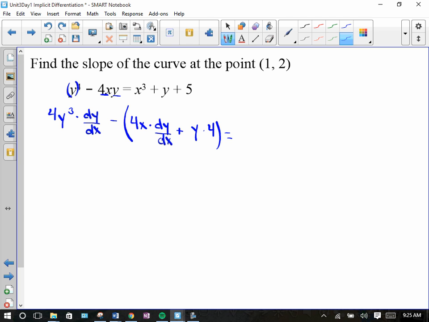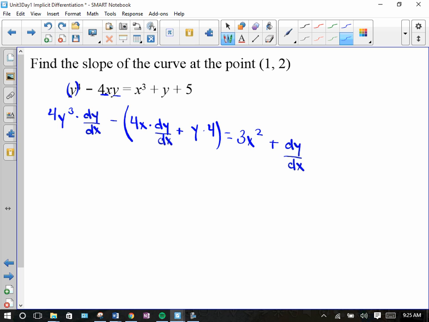We need to take the derivative of the right side. The derivative of x cubed will be what? 3x squared. Cool. And then the derivative of y will be what? dy dx. And then the derivative of 5 is 0.